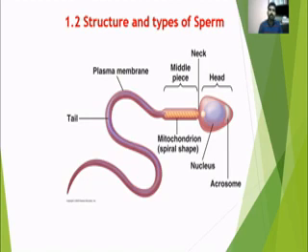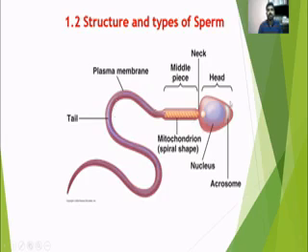When we see this human sperm, it is haploid in nature, meaning half the number of chromosomes is present. We generally know that there are 23 pairs of chromosomes in a single cell, but here inside this there are 23 chromosomes. And this sperm has four parts. First is the head, then the neck, then the middle piece, and the tail region.